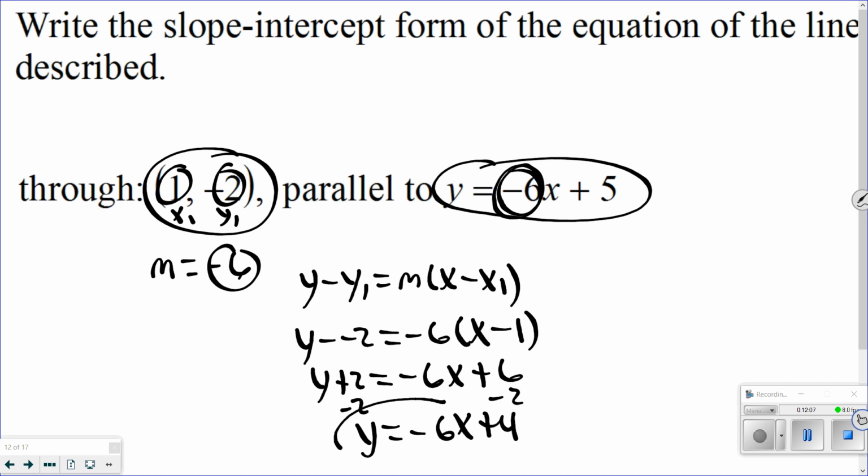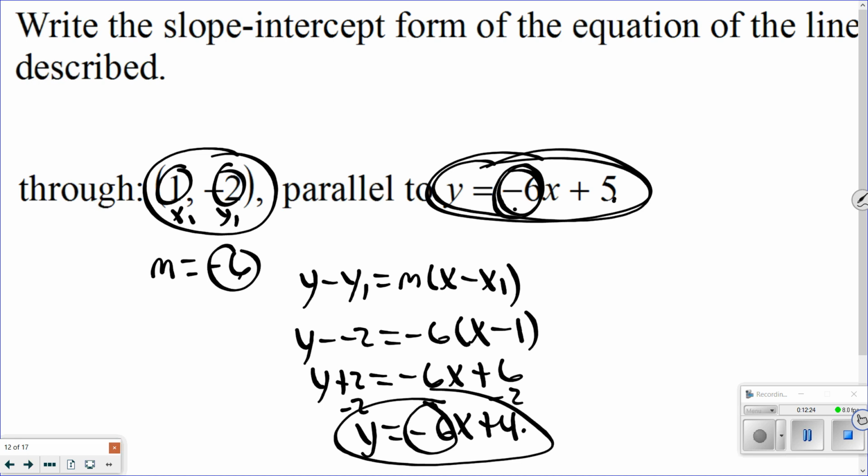And I want you to compare that line and this line. Notice how they both have a slope of negative 6 because they're parallel. Now the y-intercepts don't have to be the same. This one crosses at 5, that one crosses at 4. What has to be the same is their slope. Okay, it has to work out to be the same thing.